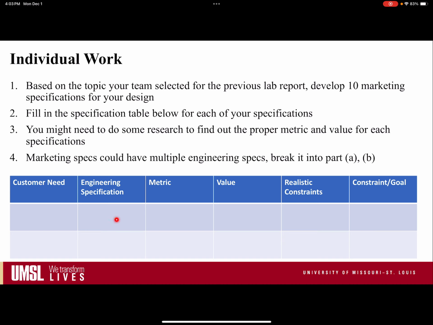For some of the stuff it's easy to put a value in. For some of the stuff it's a little bit harder. You need to think a little bit. And you could break it down into part A or B. Again, this is individual. Make sure you complete it by the deadline.